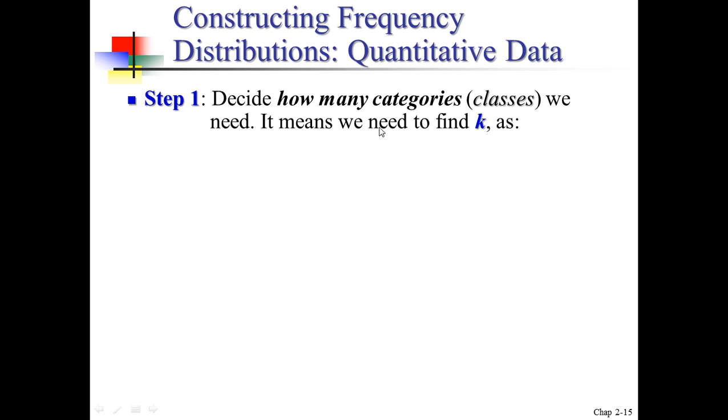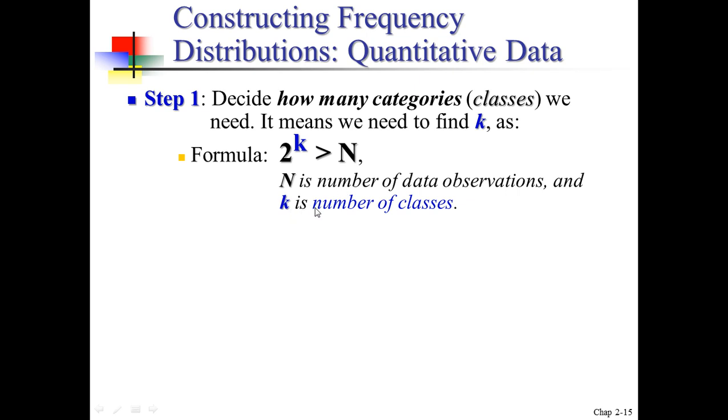It means we need to find K. K is the number of classes, or number of categories, or number of groups in our table. How to find K? In order to find K, you need to follow this formula. This is not an equation, this is an inequality. You can see the inequality sign, this is bigger. So you need to follow this formula.